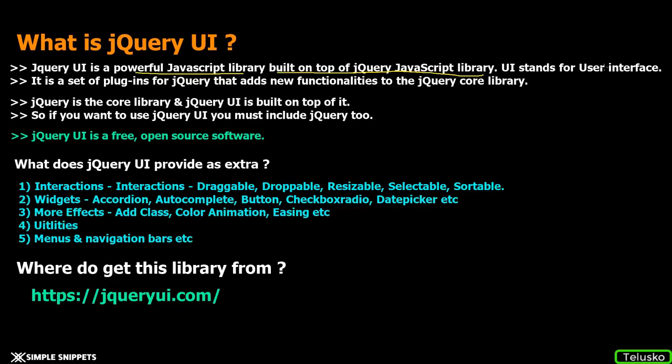So the UI stands for user interface, and you'll understand why it is called UI. So basically it is a set of plugins for jQuery that adds new functionality to the jQuery core library. So it adds more functionality, more features, more user interface widgets and all on top of jQuery, okay? So we know that jQuery is the core library and jQueryUI is built on top of it, okay? This is clear. So if you want to use jQueryUI, you must include jQuery too. So this is a prerequisite, okay?